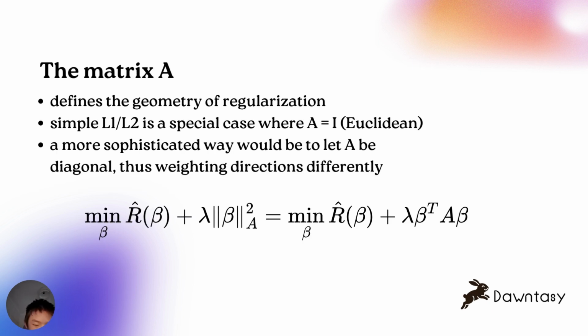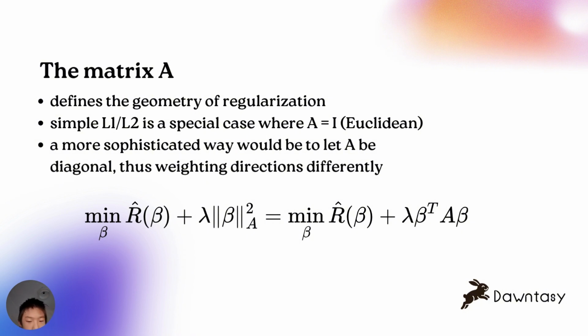Well, we can use the matrix A. The matrix A is a general matrix that can define the geometry of regularization as long as it's PSD, or positive semi-definite. Simple L1 and L2 is a special case where A equals I, or it's Euclidean, that is. This is basically saying all the directions are the same because in the identity matrix, A equals I, everything does nothing, so everything's treated equally.